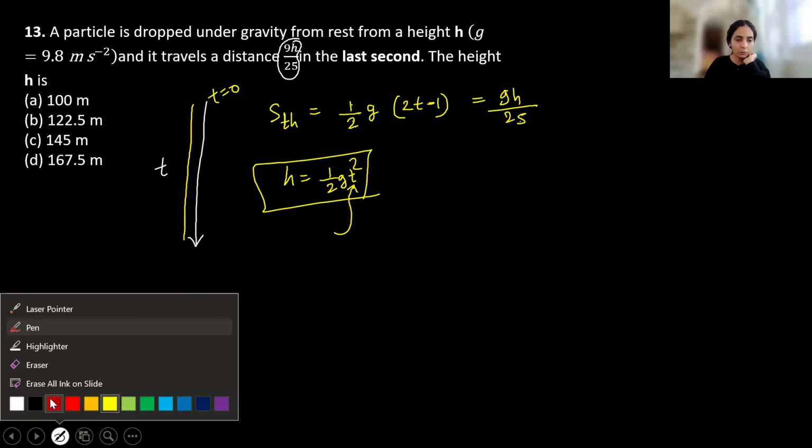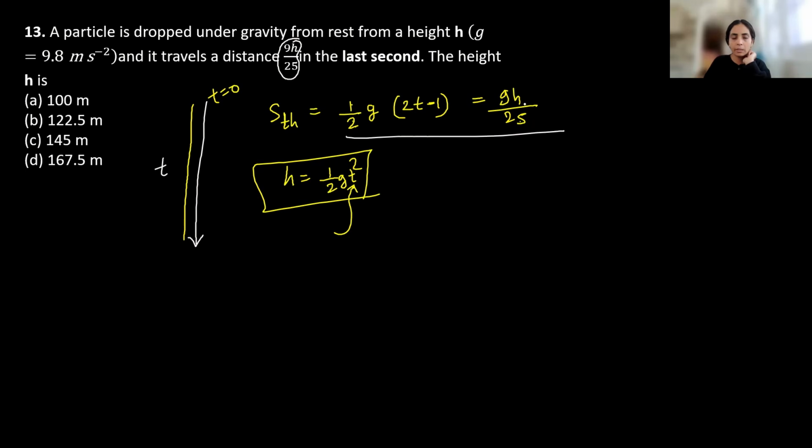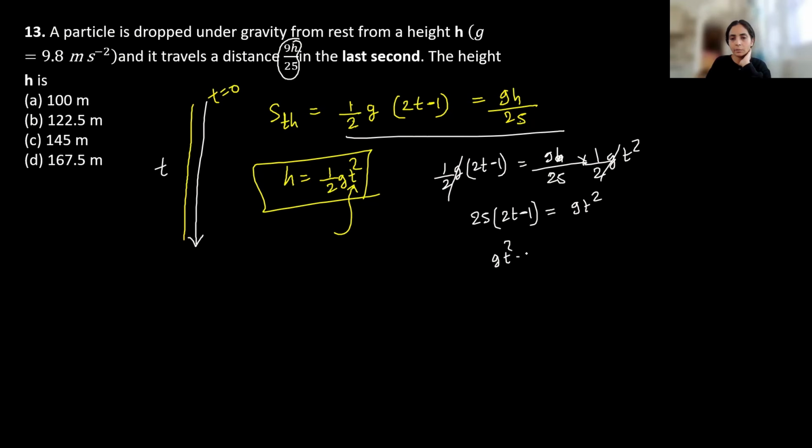So time t निकालने की आप कोशिश कर लो पहले. इस इक्वेशन में h का वैल्यू पुट कर दो, हाफ जी टी स्क्वायर. सो दिस इज हाफ जी 2t minus 1 and this is equal to 9 by 25 h, h को हटाती हूँ, that is your half g t का square. So this will get cancelled and then you're left with what? You're left with 25 (2t minus 1) is equal to 9t square. So this is 9t square minus 50t and this is plus 25 equal to 0.